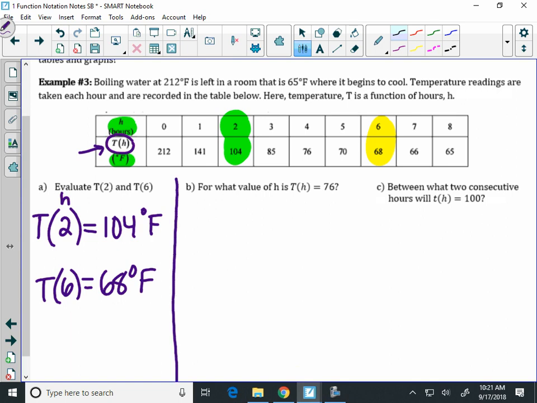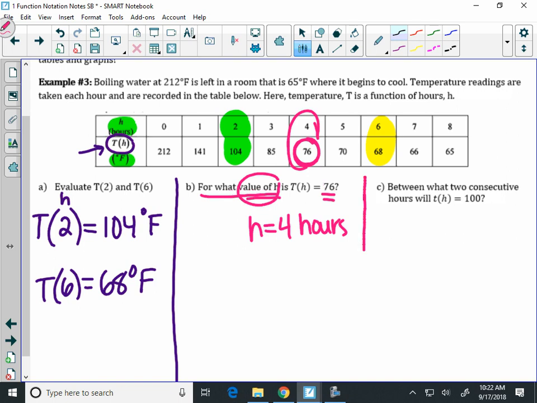This time we're going backwards. It says for what value of H, that means you don't know the hours, is the temperature equal to 76? Well, I find where the temperature is 76, and it looks like the time there is 4 hours. Those go together.